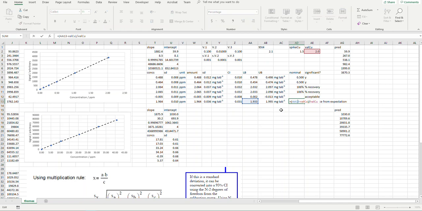And then this guy here also, for some reason, uses the upper bound of the spike. And it should actually use the lower bound. It should use the amount right there.